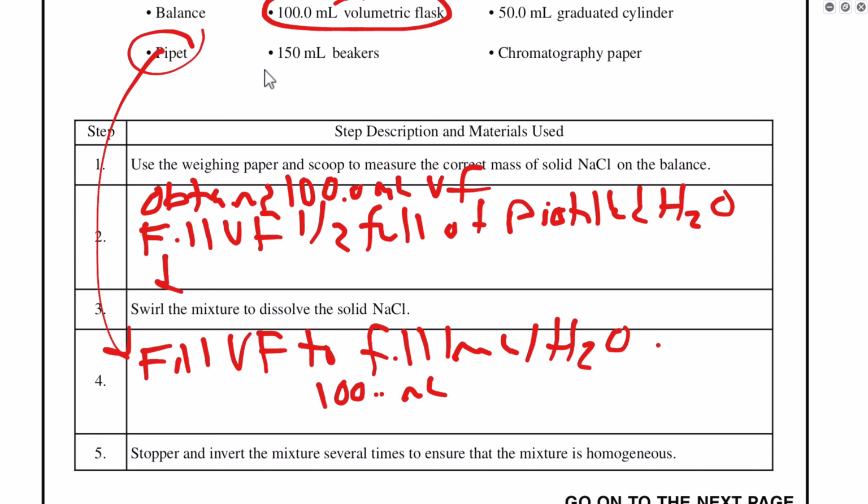Add, oh, I forgot to add the NaCl. What a silly goose I am. It'd be very difficult to make a solution of NaCl without actually adding in the NaCl. So, obtain a 100 milliliter volumetric flask, fill halfway full with distilled water, and then add the NaCl. Swirl the mixture to dissolve the solid NaCl, fill the volumetric flask to the fill line with H2O, to the 100 milliliter line, and then use the stopper and invert until you are done.